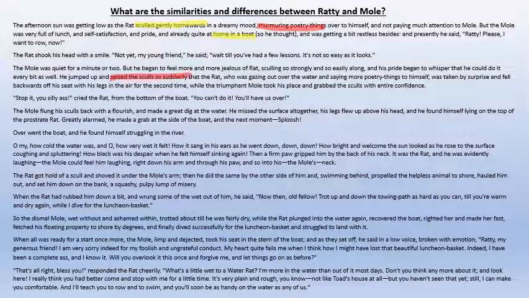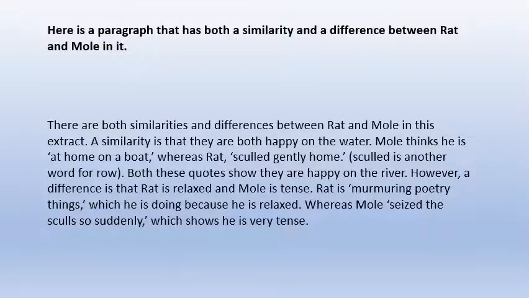Right, so we've got the similarities in yellow and the differences in red. So there we are. We're going to use those, and I've written a paragraph on the next slide that uses those pieces of evidence, putting both a similarity and a difference into one paragraph. Now here it is, a paragraph that has both a similarity and a difference between Rat and Mole in it. This is how you do it if you want to get up the mark scheme and do really, really well. And by the way, you're doing spectacularly well as it is. But at the same time, this is how you improve.